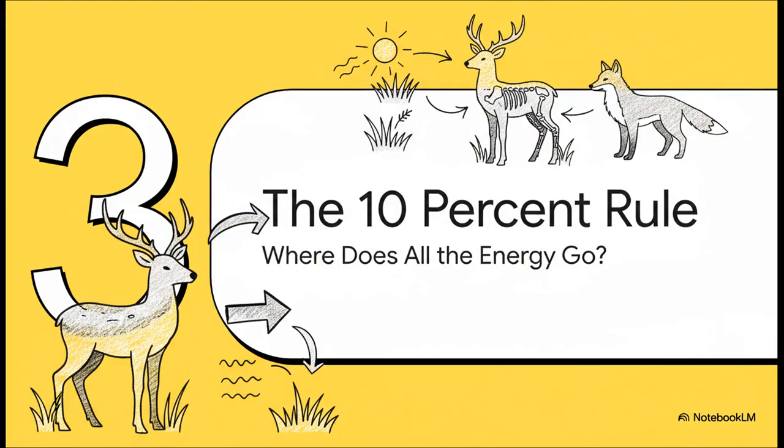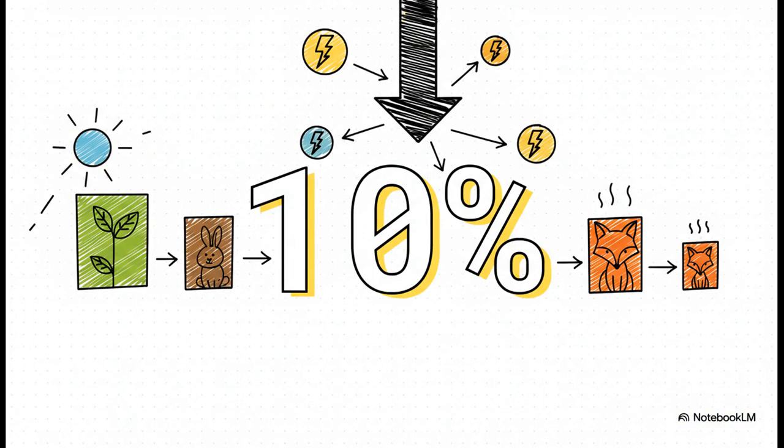Now, I've got a question for you that might just blow your mind. If a deer eats 10 kilograms of grass, does it gain 10 kilograms of weight? The answer is nope, not even close. So where does all that other energy actually go? Well, the answer lies in a super simple but really powerful rule, the 10% rule. This is the number. If there's one number you need to burn into your memory for your exams, this is it. 10%. That's all. Only 10% of the energy from one level actually makes it to the next.